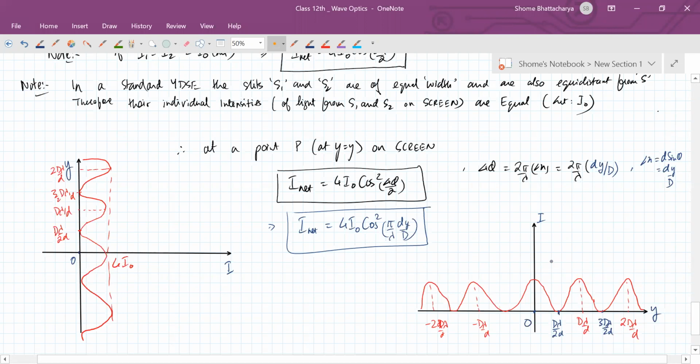Okay. So this is the intensity versus position. So at the maximas, the intensity is 4 I naught, 4 times the intensity due to a single slit.